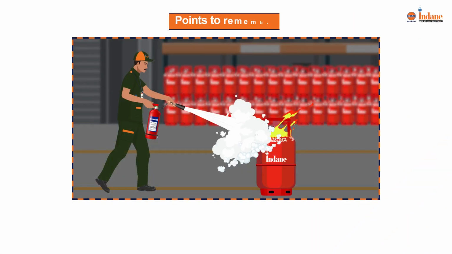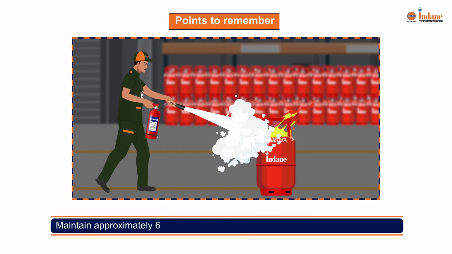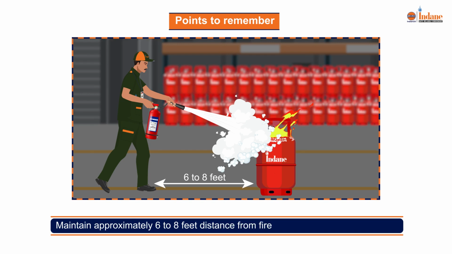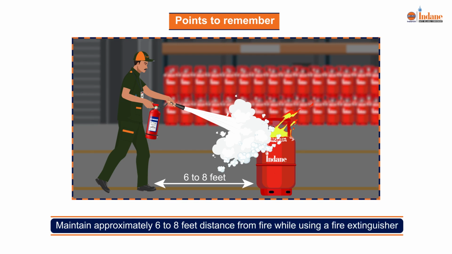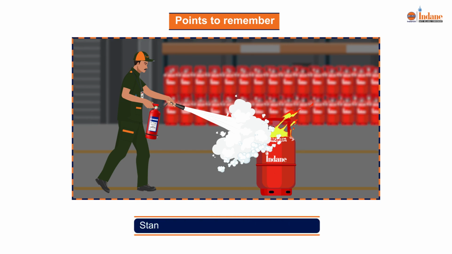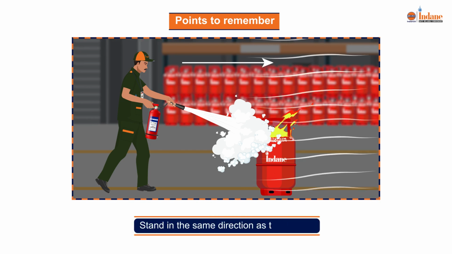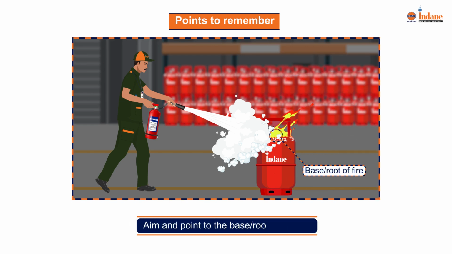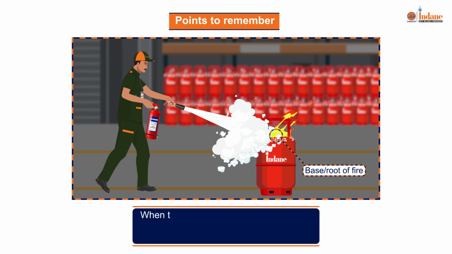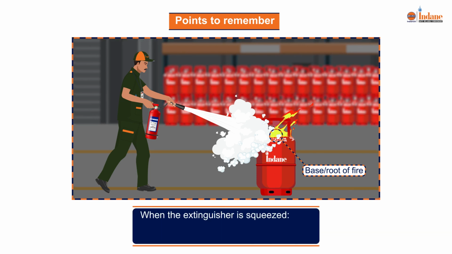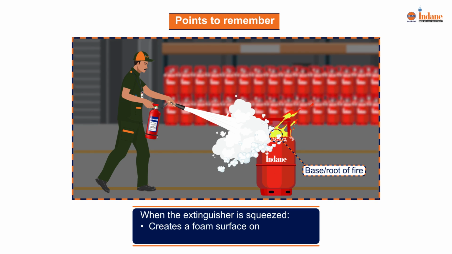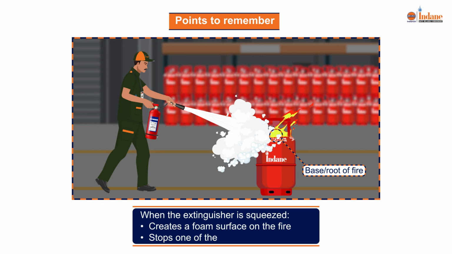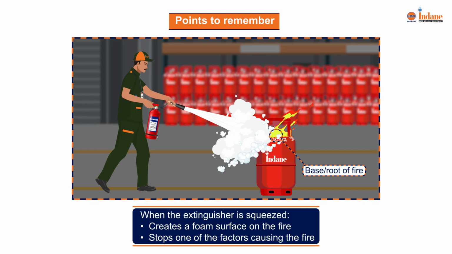Here are the 3 important points to remember when extinguishing a fire. Maintain approximately 6 to 8 feet distance from fire while using a fire extinguisher. Stand in the same direction as the airflow. Aim and point to the base or root of the fire because when the extinguisher is squeezed, it will create a foam surface on the fire and will stop one of the factors causing the fire.